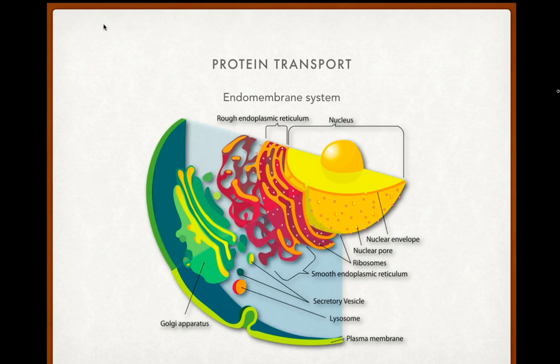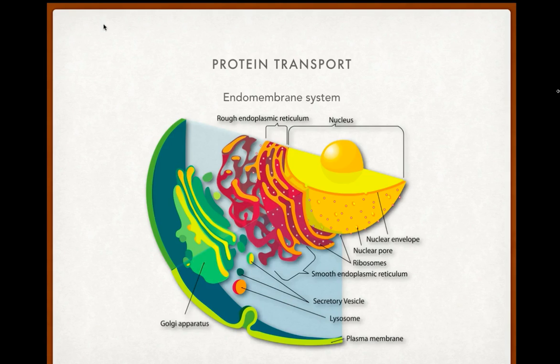Membrane-bound transport proteins don't just form in the membrane. They are made within our cell and they travel along the endomembrane system to get to the places they need to be. The endomembrane system consists of the nucleus, the ER, the Golgi, endosomes, and lysosomes.